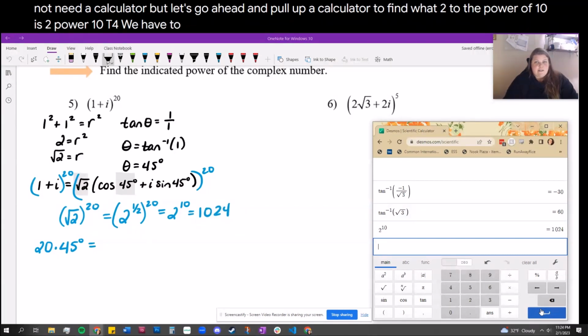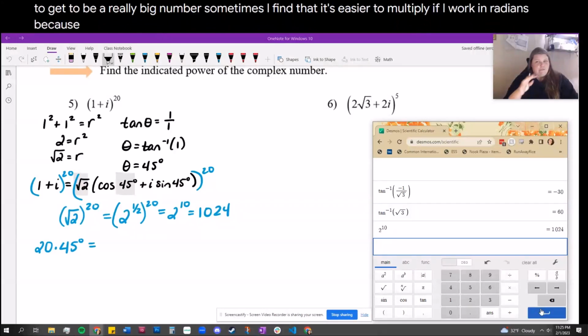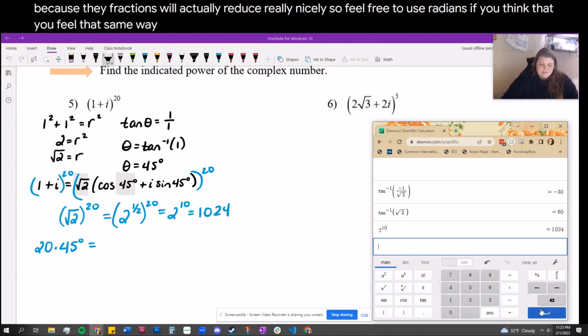Next thing that we have to figure out is the angle. Now I have 20 times 45 degrees, which is going to get to be a really big number. Sometimes I find that it's easier to multiply if I work in radians because the fractions will actually reduce really nicely. So feel free to use radians if you feel that same way as me.